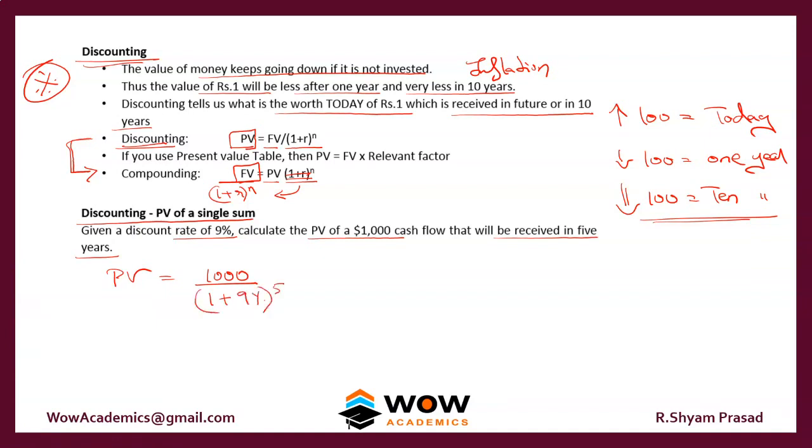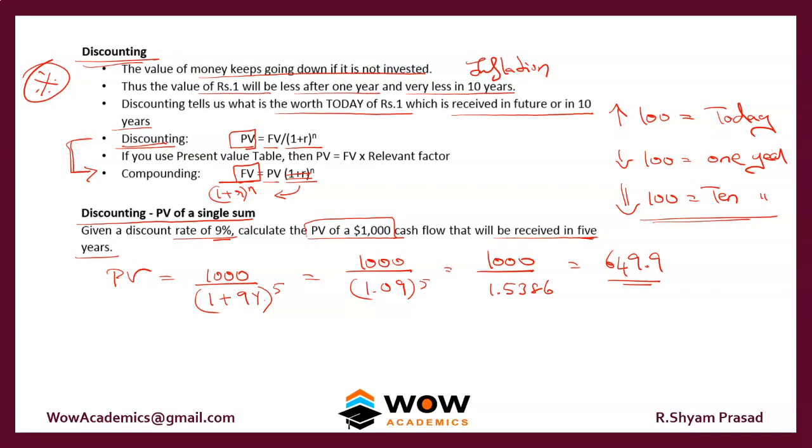N is the number of years, so it is 5. So it will be 1000 divided by 1.09 to the power of 5. So again 1000 divided by 1.5386, so 649.9. So if you're going to receive 1000 rupees from someone, and the discounting rate or the inflation rate in a country is 9%, and in 5 years' time you're going to receive the 1000 rupees, what they give in 5 years is only worth up to 649 in terms of today's amount. So this is how you solve the formula.